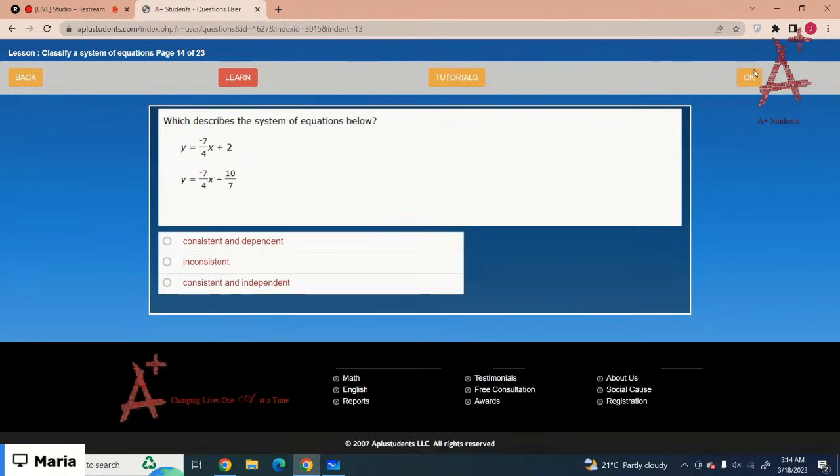Y equals negative 7 over 4x plus 2 and y equals negative 7 over 4x minus 10 over 7. So both the equations have same slope. Got it? So when the slopes are same, the system is inconsistent. Got it?